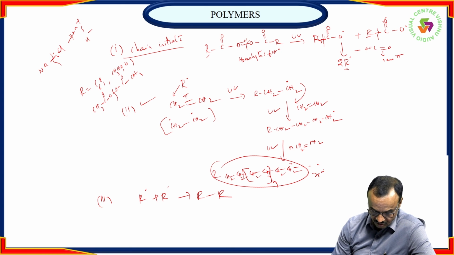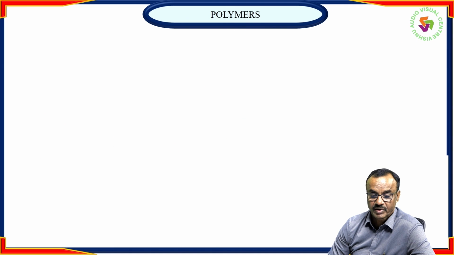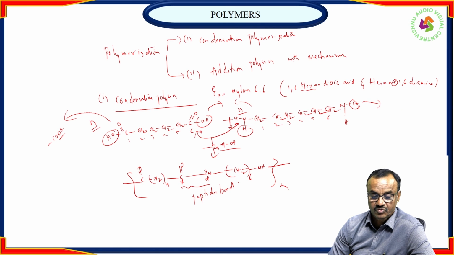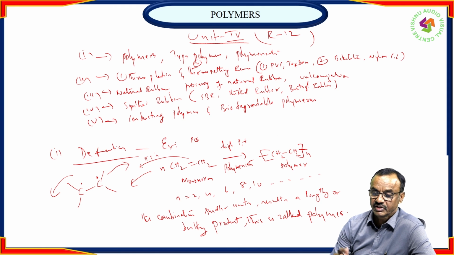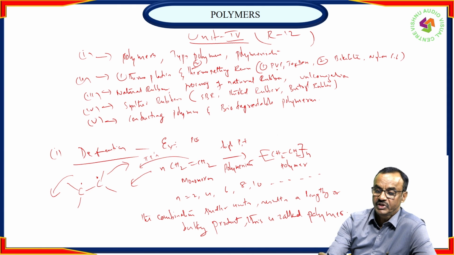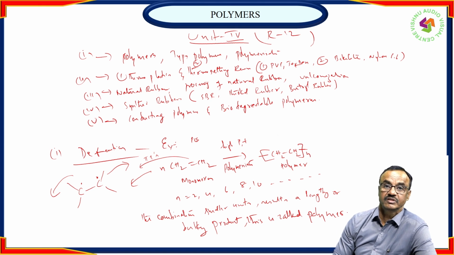With this, I conclude. In the next class, we'll discuss the next topic in polymers, unit 4: thermoplastics and thermosetting resins. Preparation, properties and uses of PVC, Teflon, bakelite, nylon 6,6. These are the topics we are going to discuss in the next class.